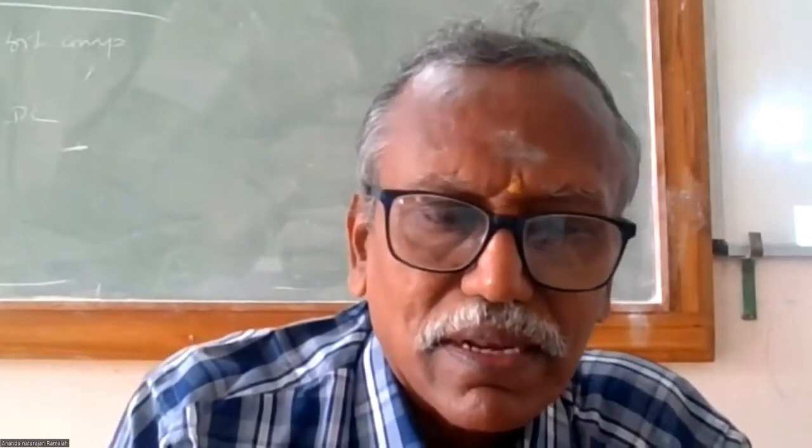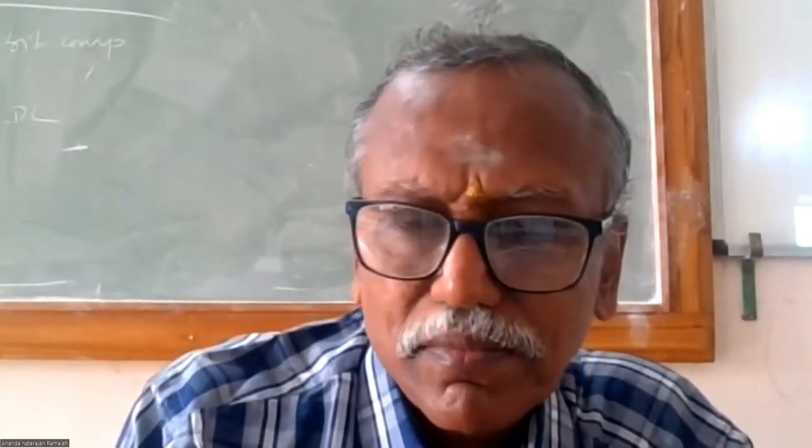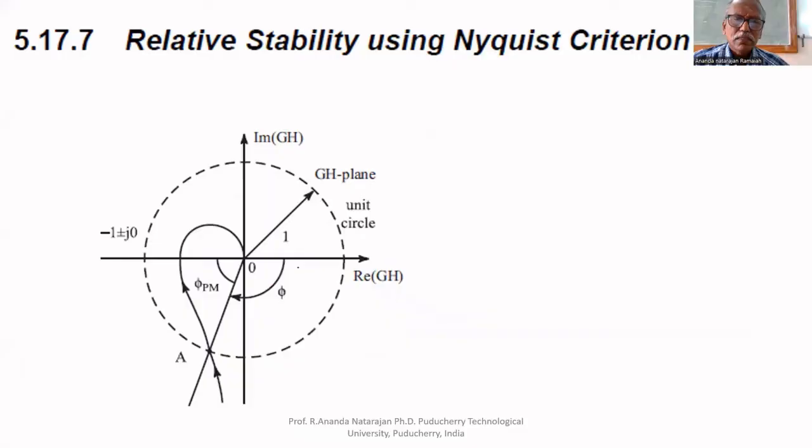Relative stability using Nyquist criterion and M and N circles, constant M and N circles. This is a Nyquist plot. This is the Nyquist plot of a third order type 1 system. By using this, we can find the relative stability.